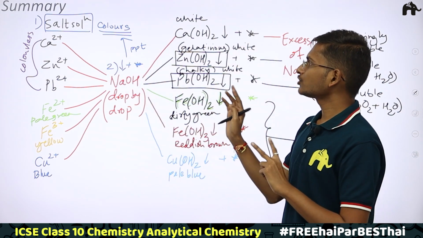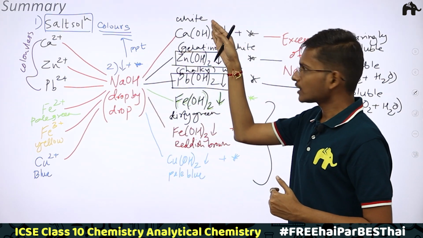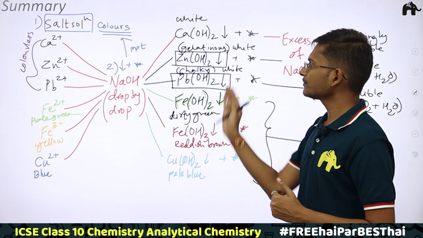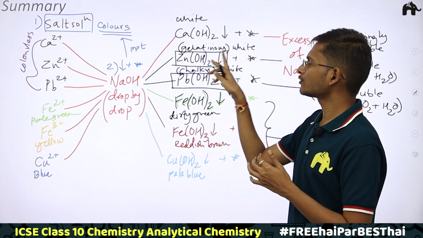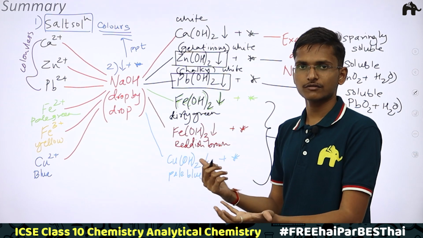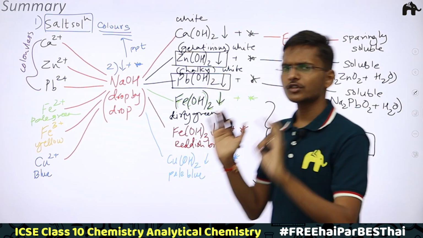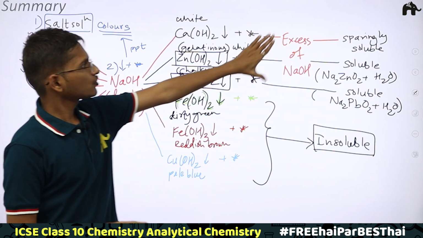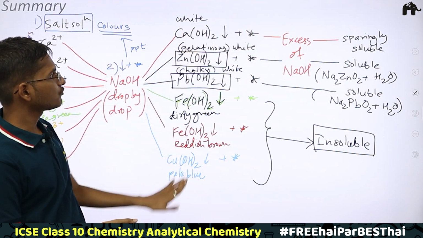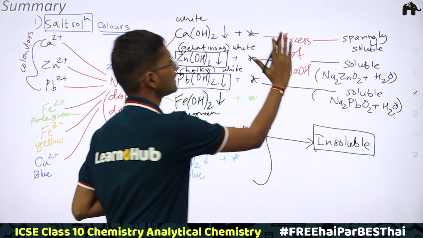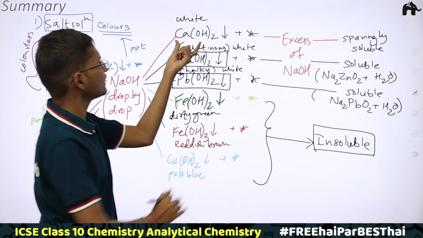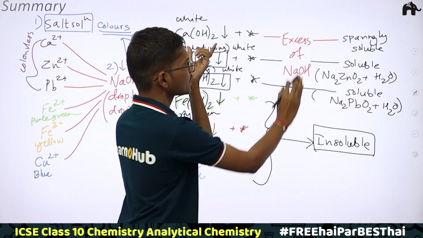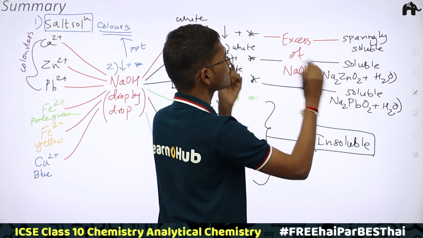Now, moving on to the third thing. I have told you, along with the precipitates, you have to remember the color, and in cases where you have to remember the nature as well, you have to remember the nature as well. Now the third thing which you have to remember, and then our job is done, is the action of excess of NaOH on these precipitates. What is happening to these precipitates when we are adding excess of NaOH? So, firstly, calcium hydroxide precipitate, what is happening when we are adding excess of NaOH? It is getting sparingly soluble.